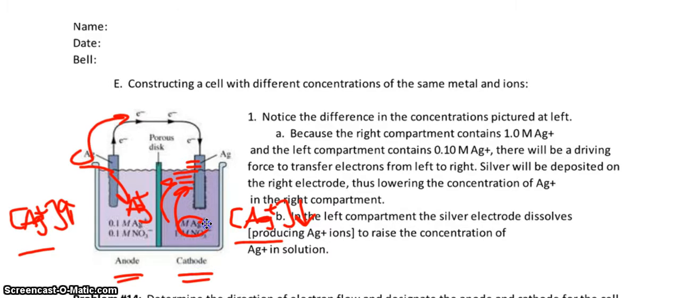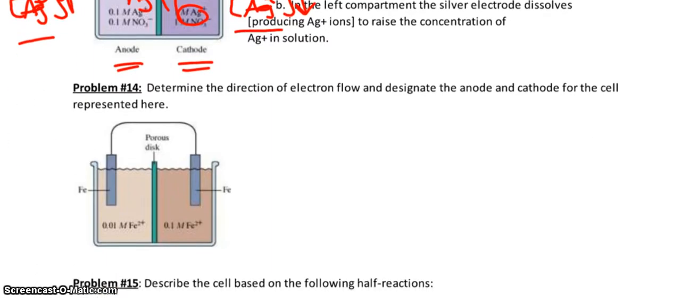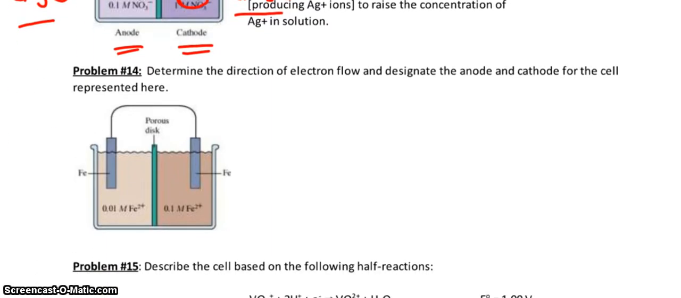So let's check out another solution and see what's happening here. Going down to problem number 14, we have a very, very similar setup. It says determine the direction of the electron flow and designate the anode and cathode for the cell represented here. Let me give you a few minutes. Go ahead and pause this, and when you are done, come back and visit me again.